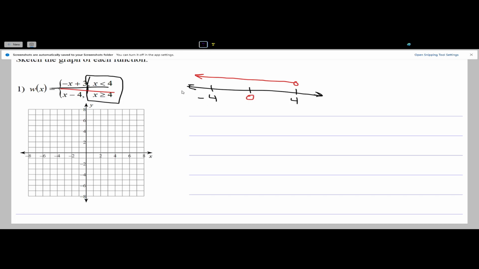Whereas for my second equation, this line starts at 4, but it is using the 4 itself, so it'll be a solid dot, and then I'll use all the other values. So 4 is basically my switch point right here on the graph. We'll keep that in mind as we continue. These are very basic linear lines. Negative x plus 3: we have a slope of -1.